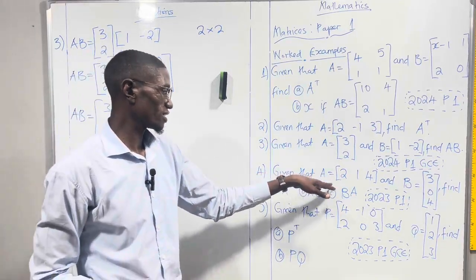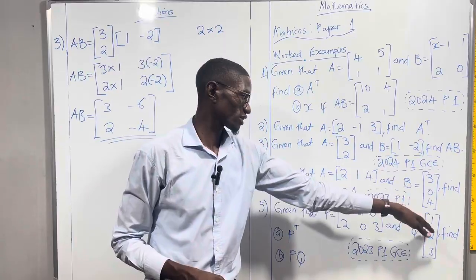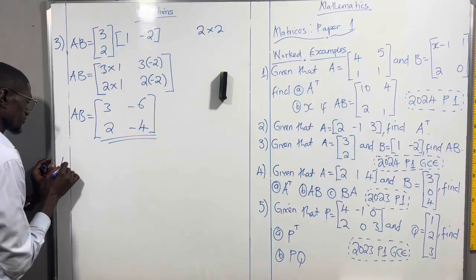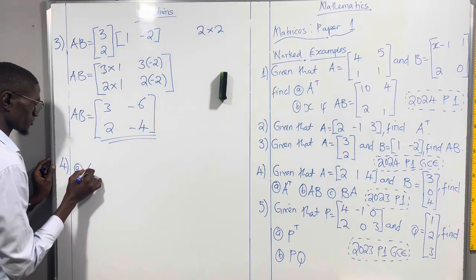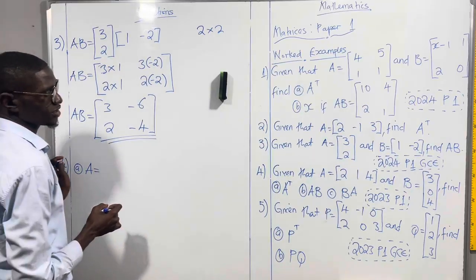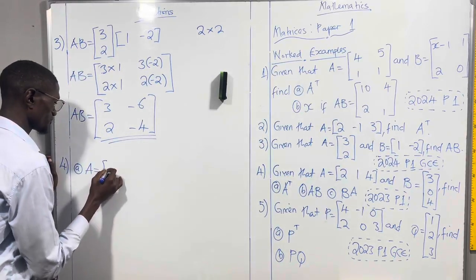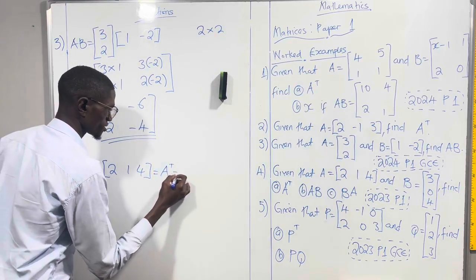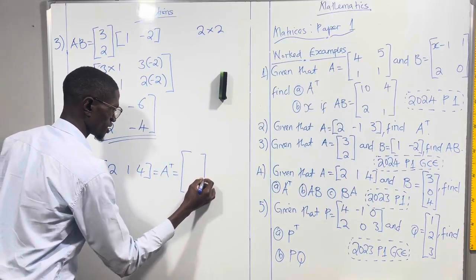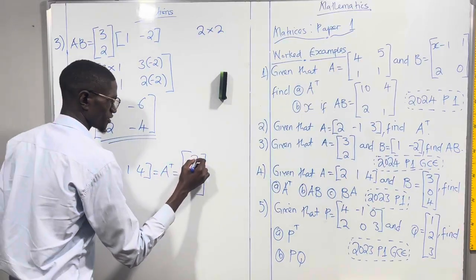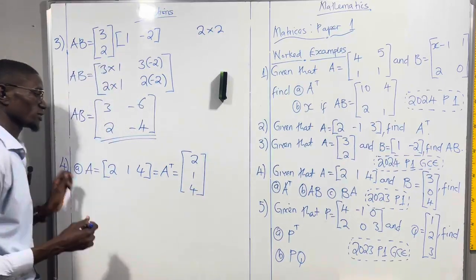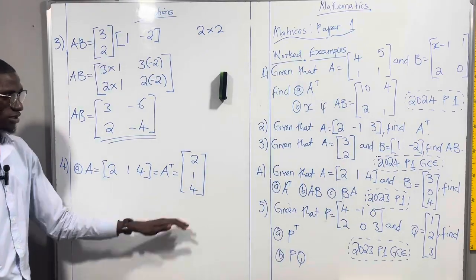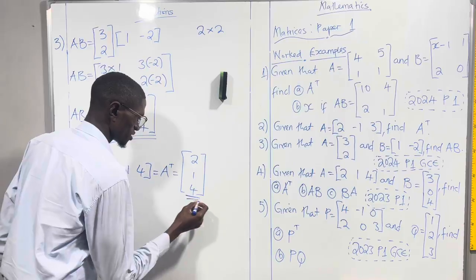So given that A is equal to this matrix and B is equal to that matrix, find A transpose. Okay, so that's question 4A. To find the transpose of any matrix, first you write down the given matrix. So matrix A is 2, 1, 4. To find the transpose, we simply change the rows, they become columns. So meaning we're going to have 2, 1, 4 as a column, and that will be our final answer. At this point, you should be good when it comes to finding the transpose of any given matrix.